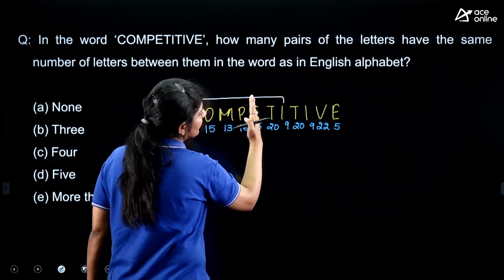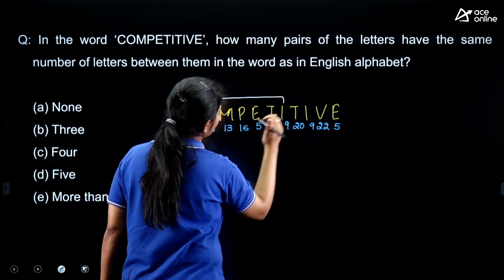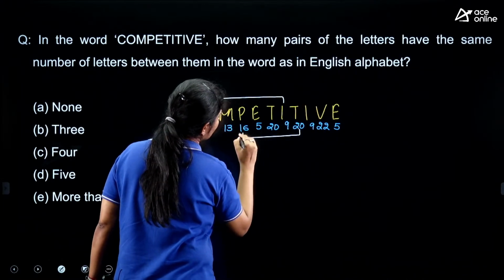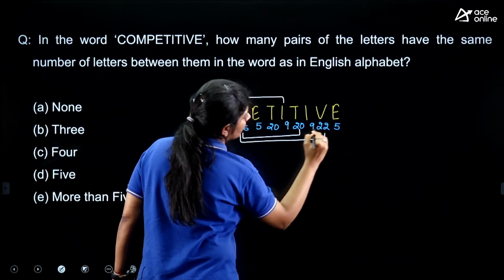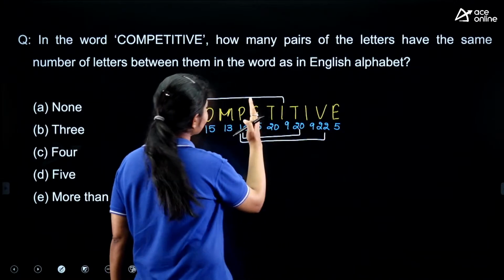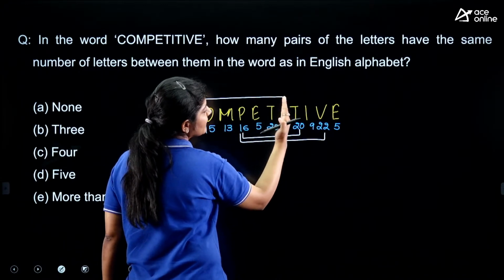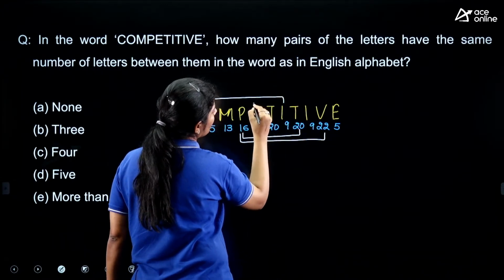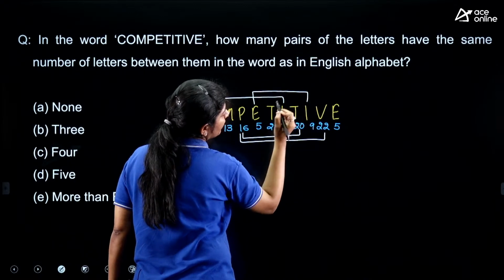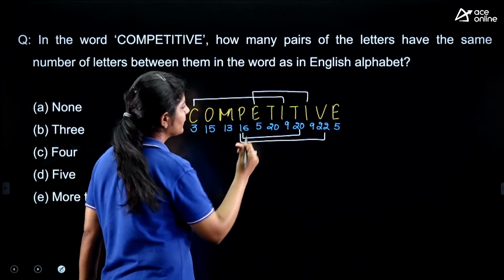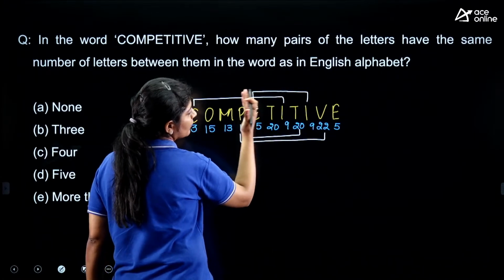No. 17, 18, 19, 20. We got one more pair. 21, 22. Right? Next. 5, 6, 7, 8, 9. No. 6, 7, 8, 9. We got one more pair over here. 4, 9, 10, 11. No. Next. 20, 21, 22. No.